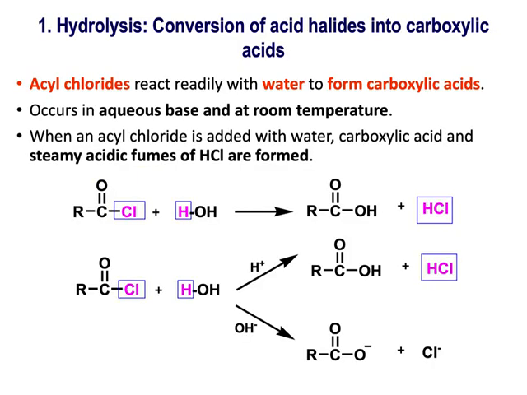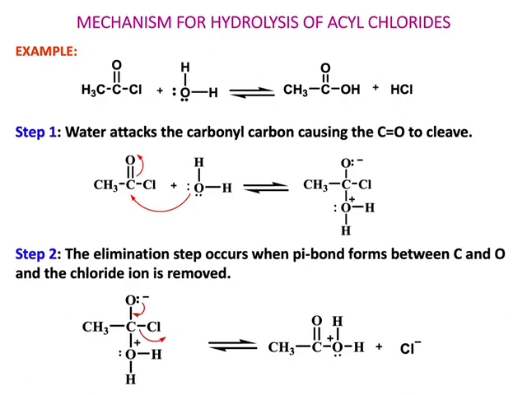First, hydrolysis. Hydrolysis means that we want to convert acid halide into carboxylic acid. The first reaction we call hydrolysis of acid chloride. We use acid chloride and react it with water to form carboxylic acid. The side product is HCl. This one is the mechanism for hydrolysis. This is just the general equation for hydrolysis.